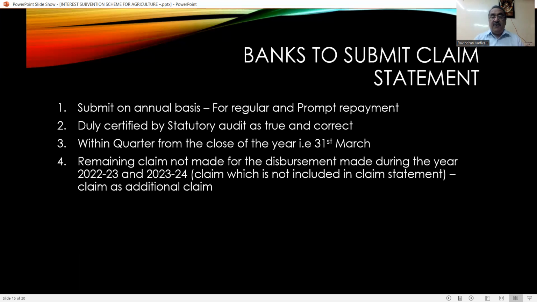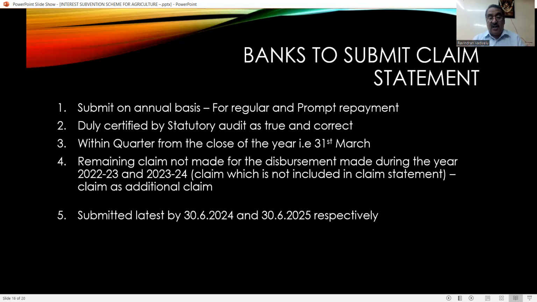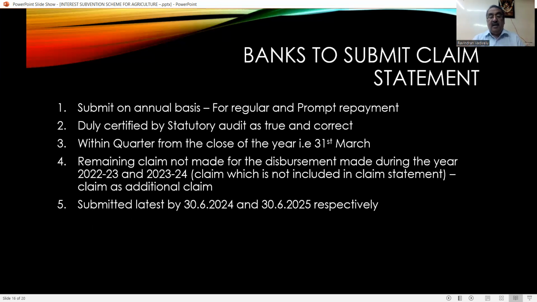And for the remaining claim, if it is not made due to some mistake or some omission, that is, for the loan disbursed during the year 22-23 and 23-24, the claim which has not been included in the earlier claim, they can claim that as an additional claim. They have to submit for the year 22-23 on or before 30-6-24, and for 23-24, they have to submit the claims on or before 30-6-25.